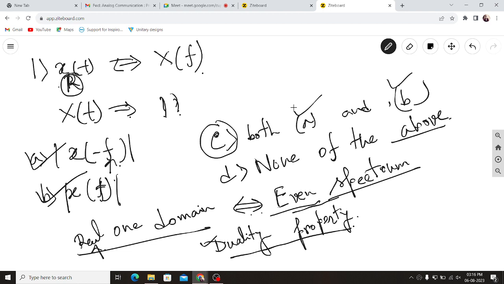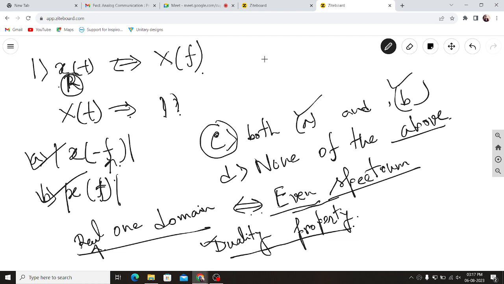Is it okay with everyone? Sir, real means even conjugate, na sir? Real means even conjugate in what sense do you mean? Like in Fourier series, for a real signal the coefficients are conjugate symmetric, na sir? From that we are saying it is option C, sir. So here it is an even spectrum, sir.